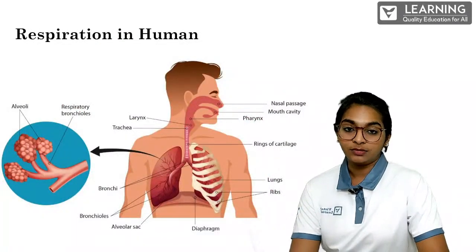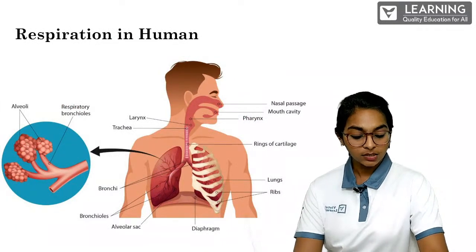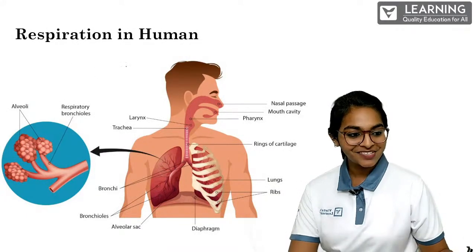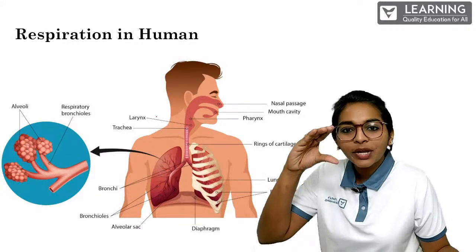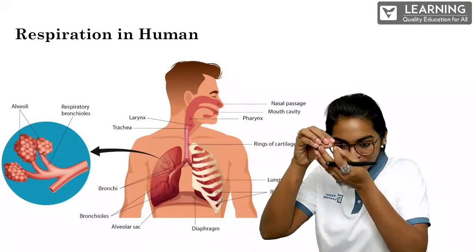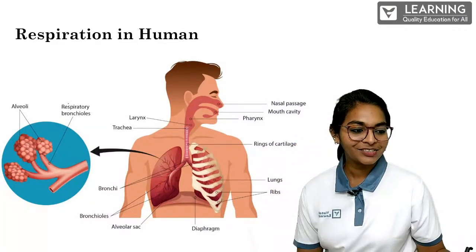Respiration in human. Is it clear? Respiration in human is very, very simple, very easy also. Very small. When you talk about the digestive system, it is an elaborate process, right? But this one stops here only. See, listen. Here it is very simple.